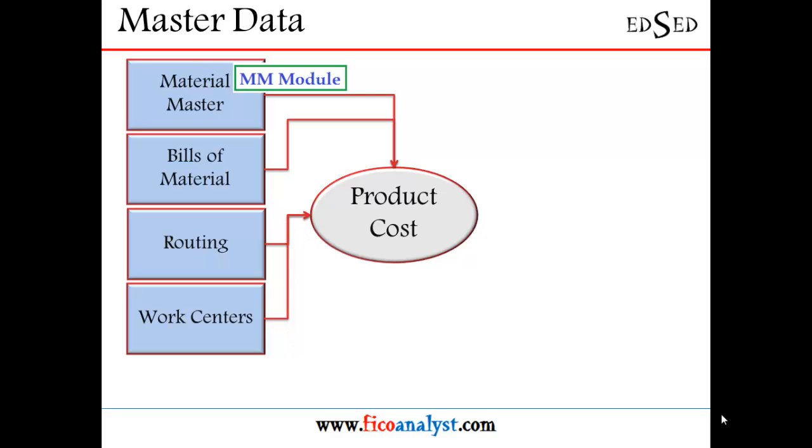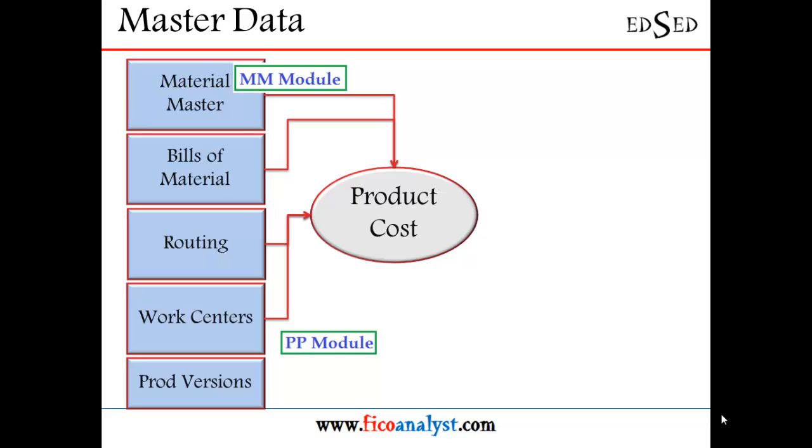So all these elements, bills of materials, routing, and work centers, as well as production versions. If you have more than one variation of production, then you will maintain the production version. The combination of bills of materials and routings is what we call a production version. All these elements are part of your PP module, the production planning module.